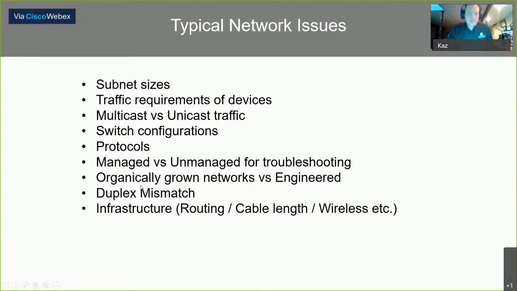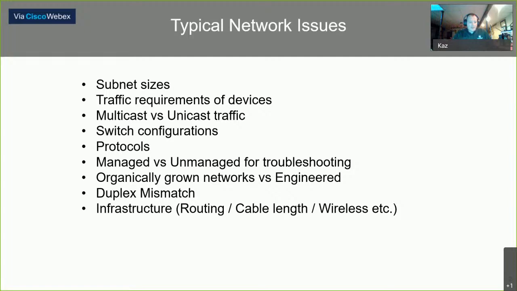Organically grown networks versus engineered. So many times you'll see some Cat5 going through the rafters of a plant, and that's their backbone, right? So it was put in 15 years ago, and as things go and more and more devices are Ethernet capable, and they want to put these more capable devices on their network, things just grow and grow and grow, which is bad if you don't have the capacity for all of those devices.